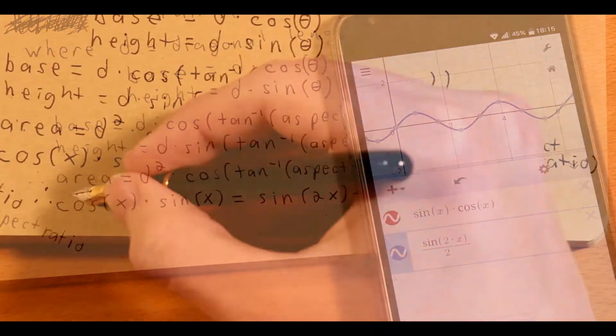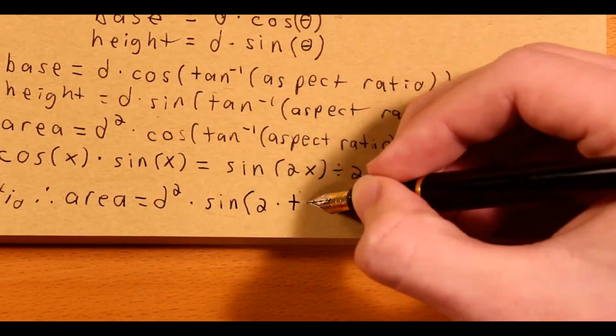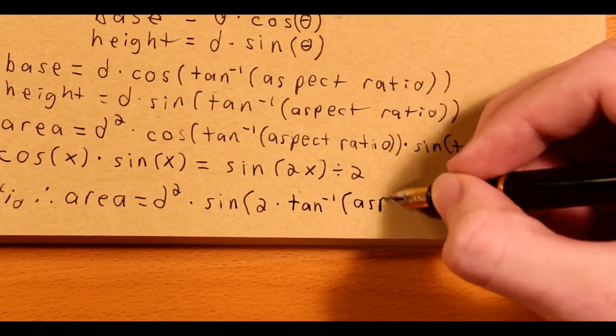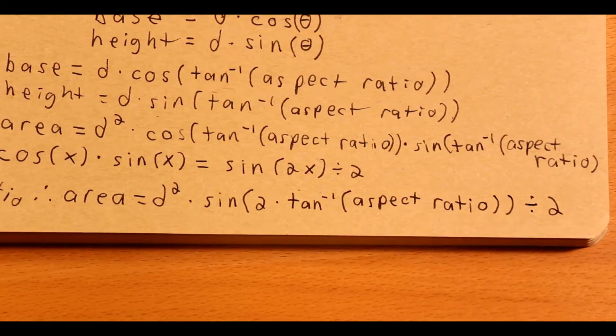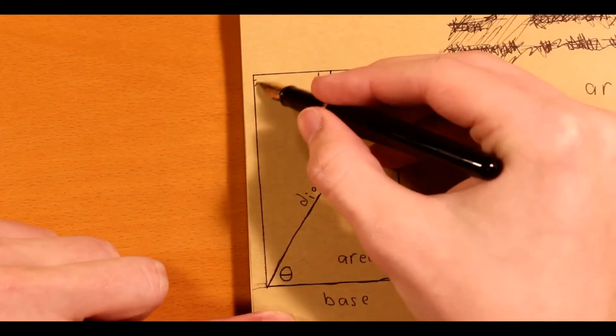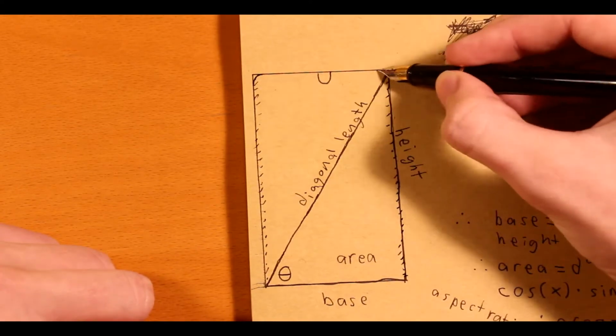Our final equation is area equals diagonal length squared times the sine of 2 times the arctangent of the aspect ratio, all divided by 2. It's important to note that the equation does not take into account curved corners, curved edges, or notches.